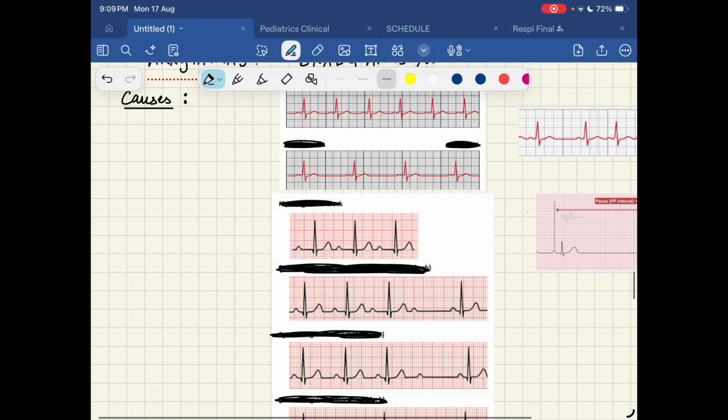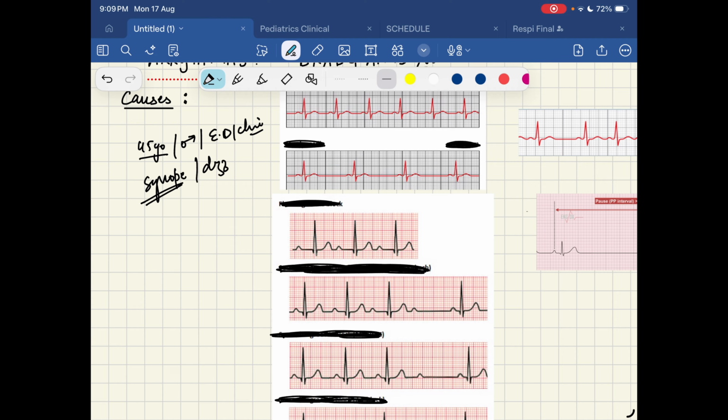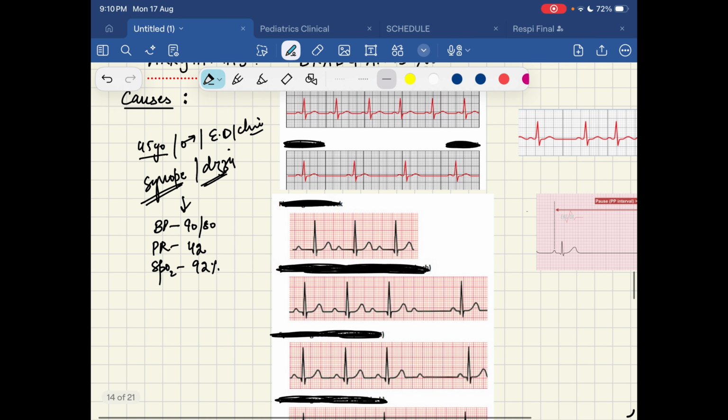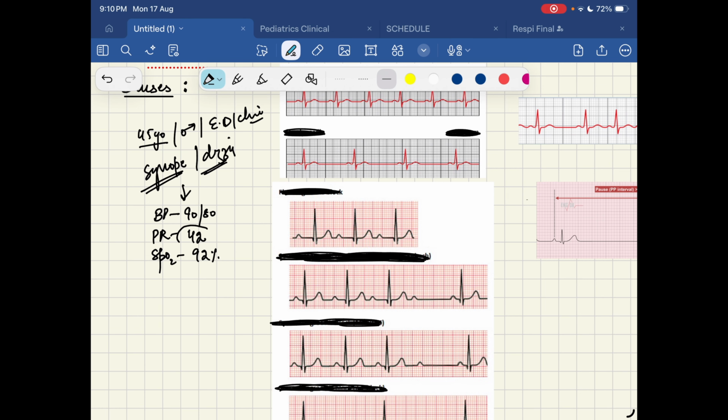So let's just imagine a 45-year-old male. He walks into your ED or a clinic, and he's in syncope, or maybe he's a little dizzy. When you check the vitals for the patient, the BP is around 90/80, the pulse rate is around 42, and the saturation is around 92. Now you can imagine that such a patient has a weird pulse rate. That means it is on the lower side. So this is bradycardia, and you then immediately take an ECG of the patient.